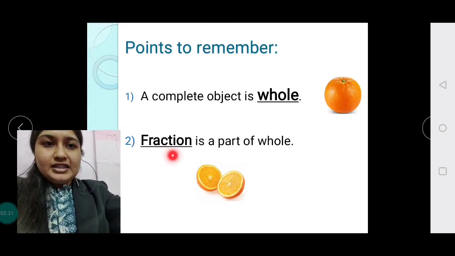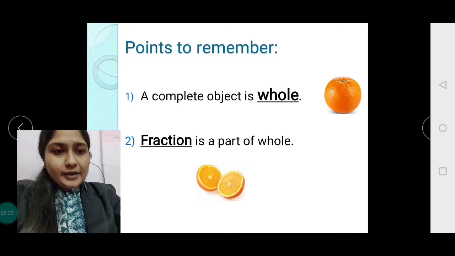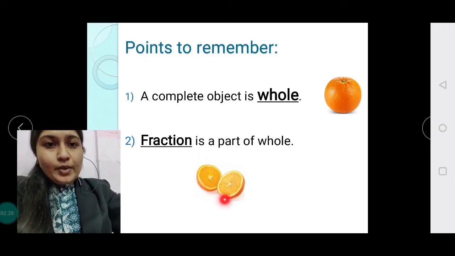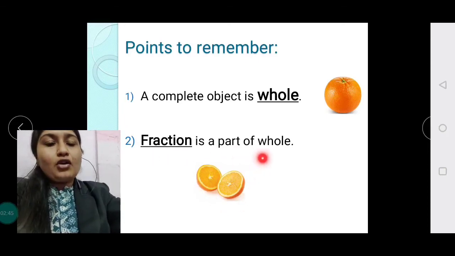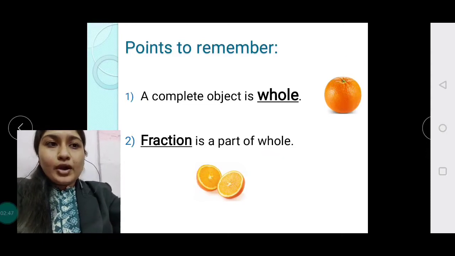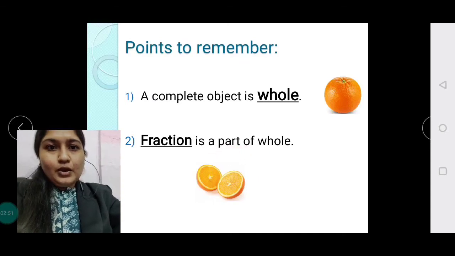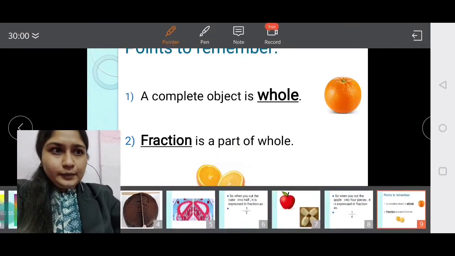See, FRACTION. फ्रैक्शन क्या है? होल का पार्ट है. ओके, सो यू कैन सी इन द पिक्चर, ऑरेंज को मैंने कट कर दिया है 2 पीसेस में, राइट? सो दिस फ्रैक्शन इज अ पार्ट ऑफ होल. ये जो पूरा ऑरेंज है उसी का पार्ट है ये फ्रैक्शन. ओके, सो नाउ लेट अस कंटिन्यू.